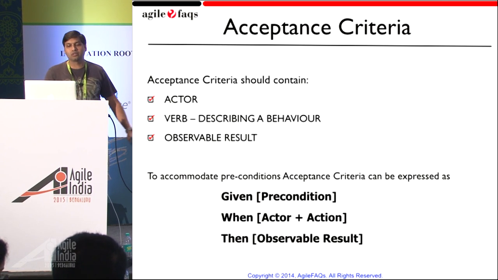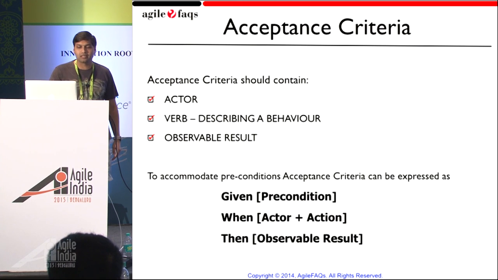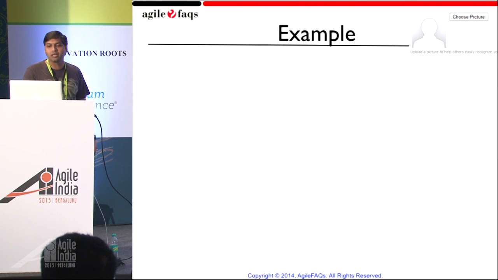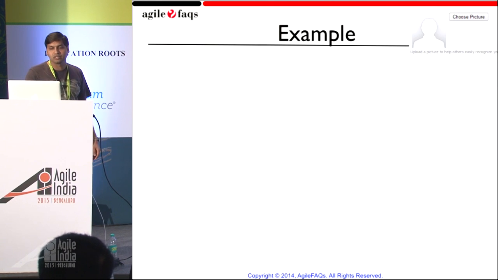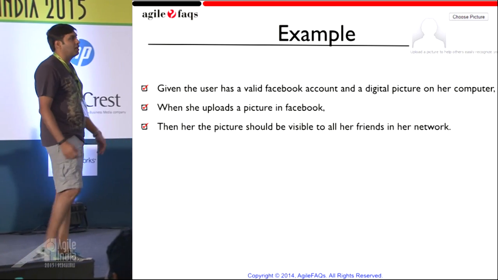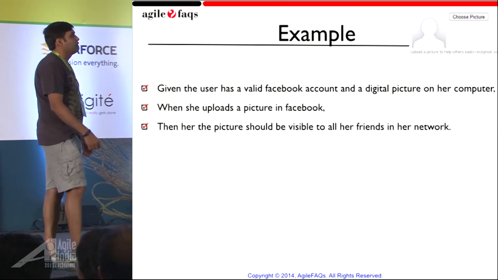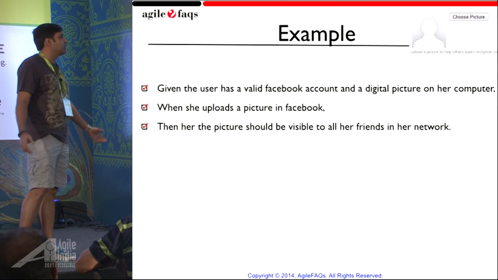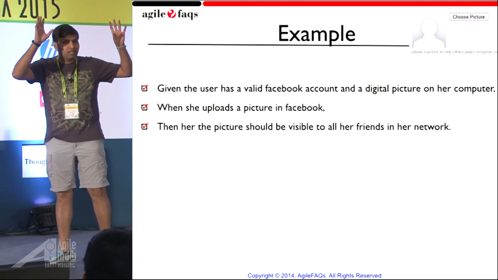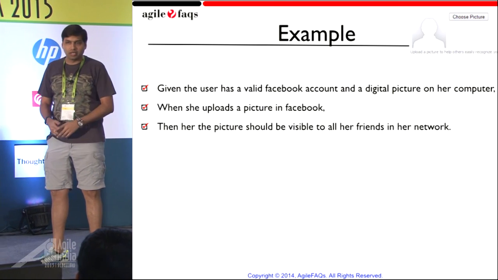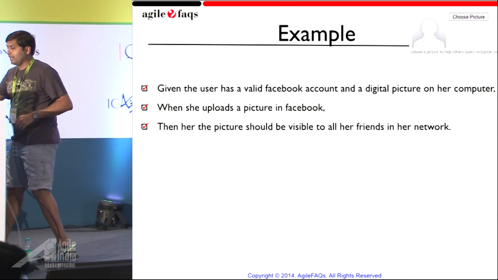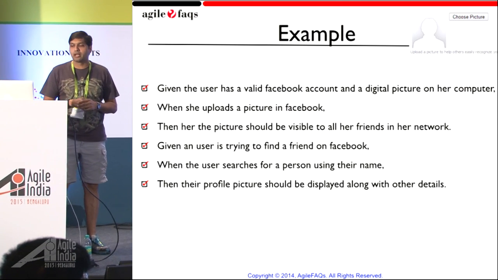Acceptance criteria, just a placeholder: given, when, then. Given precondition, when actor plus action, then observable result. So we'll start writing the preconditions and acceptance criteria for this. Let's talk about the first one. Given that the user has a valid Facebook account and a digital picture on her computer, when she uploads her picture in Facebook, then her picture should be visible to all her friends in the network. That's my first acceptance criteria for this epic, if you will, or the story. Is that okay with everyone? Right. Let's look at what the next acceptance criteria would look like.